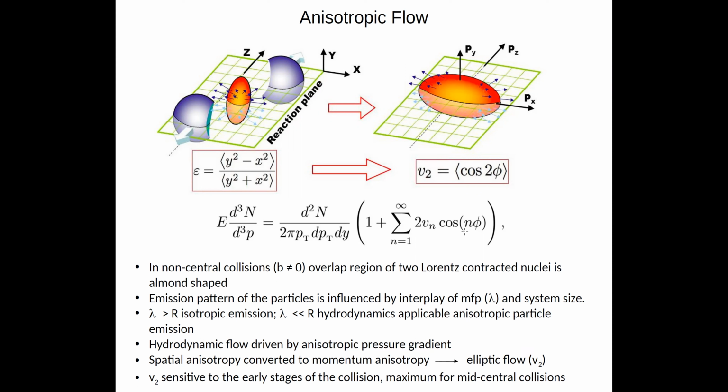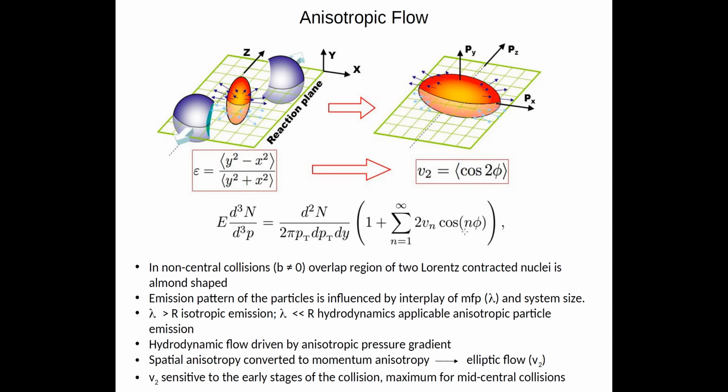It is also small for pure central collision. It is also small for pure peripheral collision. Why? Because in the pure central collision, the fireball, or the overlap dome, is highly symmetric, and V2 is initially generated because of the initial state spatial anisotropy. That is the reason V2 is very small in central collision.